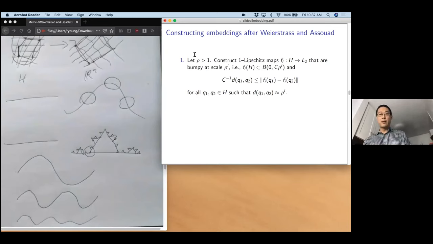So we're going to pick some rho greater than one, some scale. We're going to construct one Lipschitz maps from the Heisenberg group to L2 that are bumpy at that scale, at scale rho to the i. So that means that we're going to ask that these maps have images inside the ball of radius rho to the i, and that they separate points at scale rho to the i. So if I have two points, Q1 and Q2, where the distance between them is on the order of rho to the i, then the distance between their images should also be on the order of rho to the i.